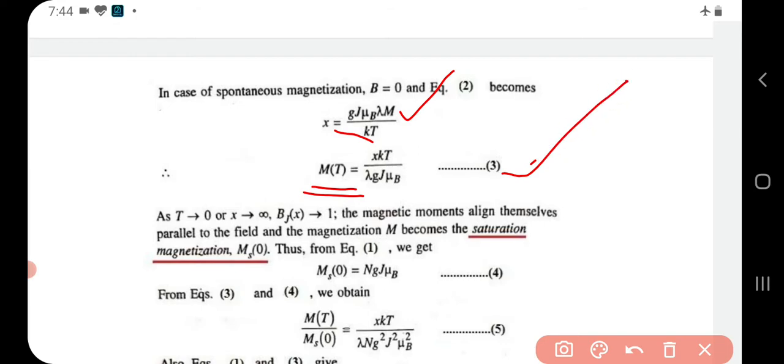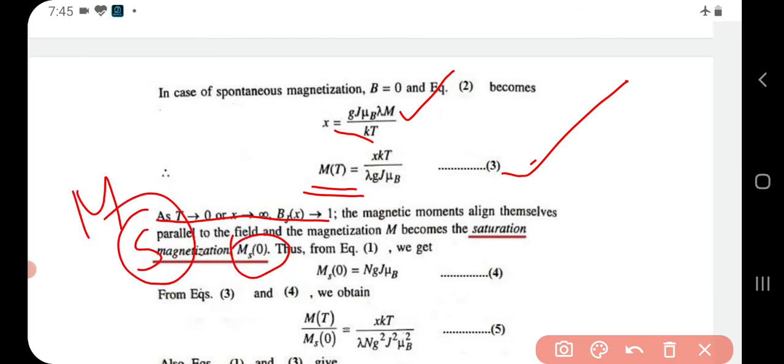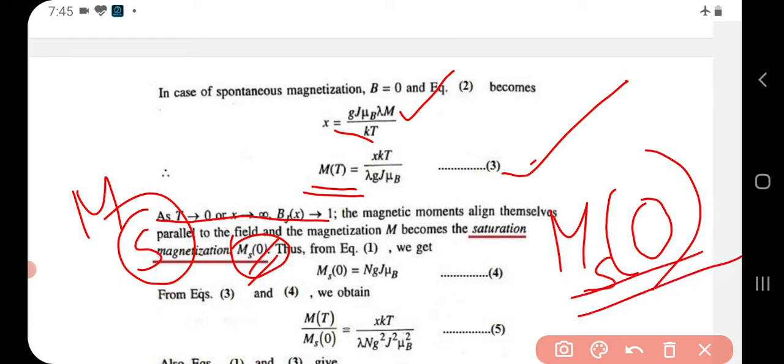Now when temperature tends to 0, or when x tends to infinity, the Brillouin function B_J(x) will tend to 1. That is, the magnetic moments will align themselves parallel to the field, in the direction of the field, and the magnetization M will become saturation magnetization. That is why it is written M_S, where S stands for saturation. It is represented as M_S0 because it occurs at temperature T equal to 0. Then the magnetization is saturated, that is, it attains its maximum value. So this is saturation magnetization.